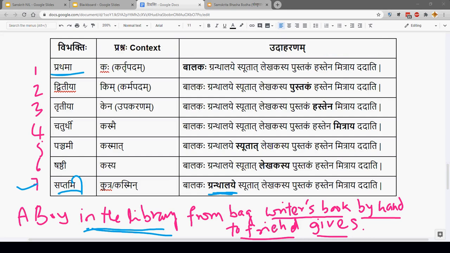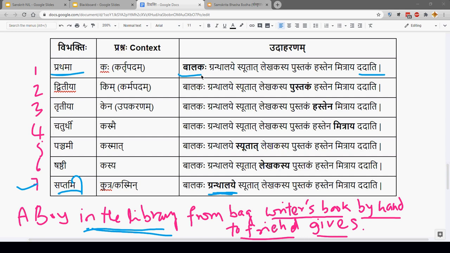What is the role of that word in that sentence? It's a subject. That means the person or thing indicated by that word is performing the action. And what is the action here? What is the verb? The verb is dadati. Dadati is the verb, the action word. And who is performing the action?